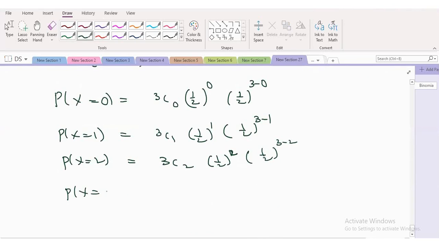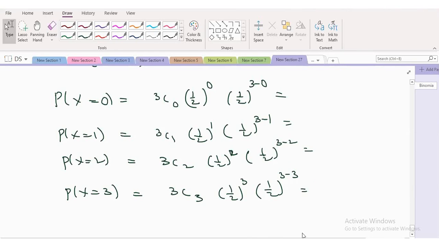and P of x equal to 3: 3C3, (1/2) to the power of 3, (1/2) to the power of 3 minus 3. Agree? So if I calculate this, when I simplify this, I'll get some answer, right?